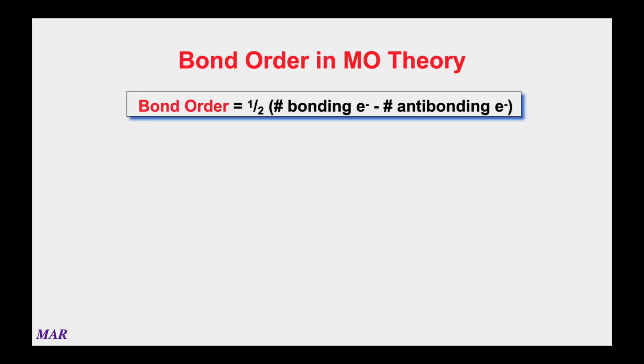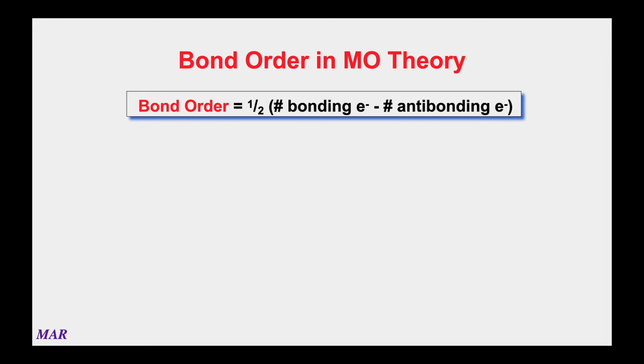Bond order is a way to tell if the molecule is going to form or not. And bond order is related to, but not the same as, the bond order we looked at in the last chapter. In the last chapter, we looked at the Lewis structure, so a single bond was bond order 1, a double bond order 2, etc. This bond order is similar, but it's a different definition.